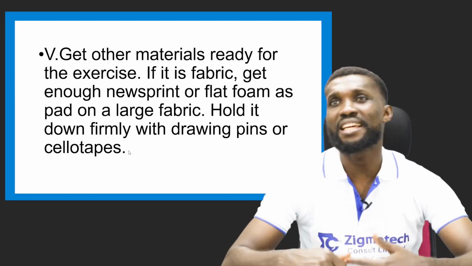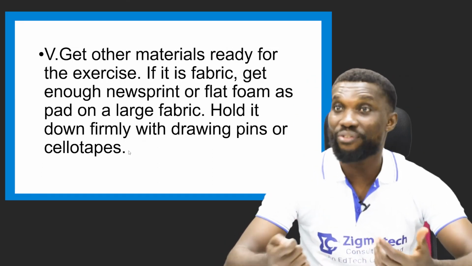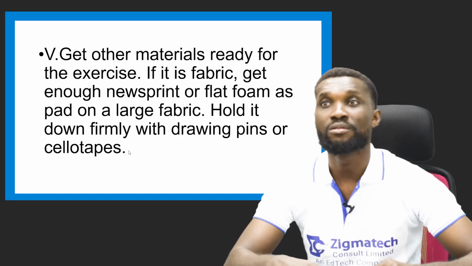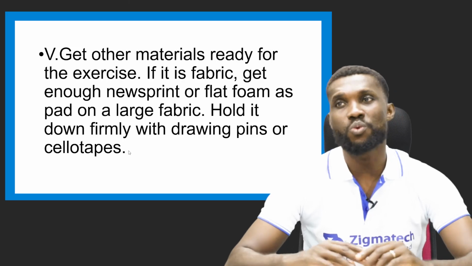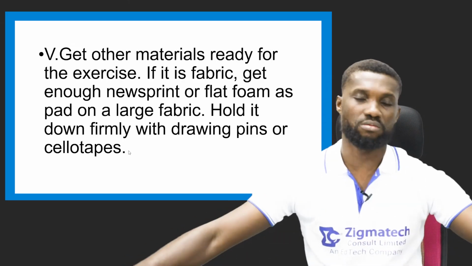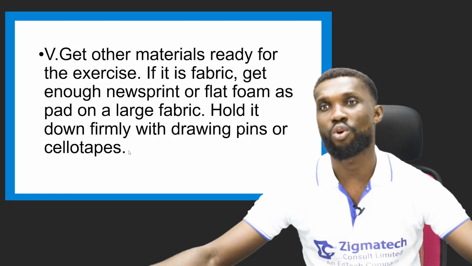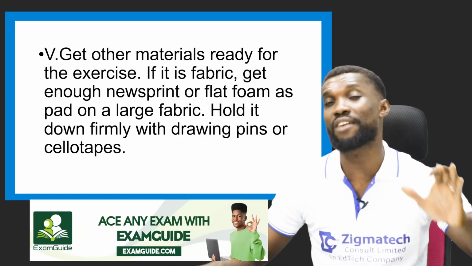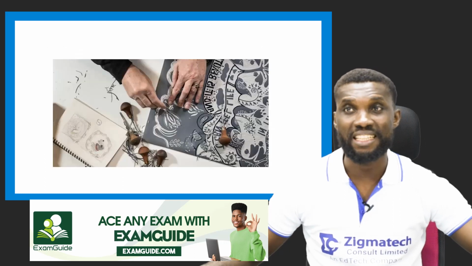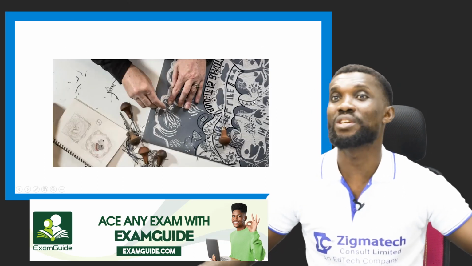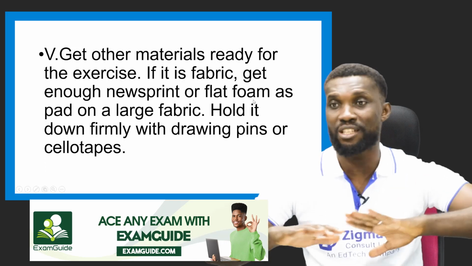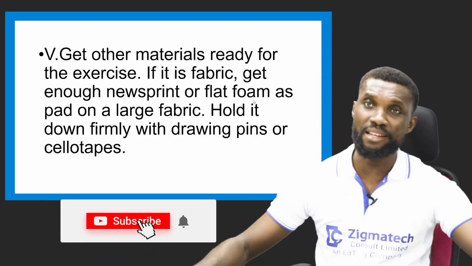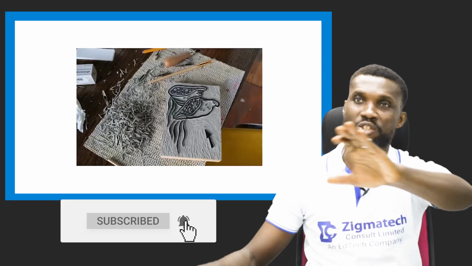Get another material ready for the exercise. If it is fabric, get enough newsprint or flat foam as a pad under a large fabric. Hold it down firmly with a drawing pin on your drawing table. Or you can use sellotape to tape your fabric on a drawing table. That is after you're done with your design, after you're done carving your design. So you get your fabric, the surface you want to print, get it down. If it is paper, get everything down. Then you stick it on a table. After doing that, then you get your design.